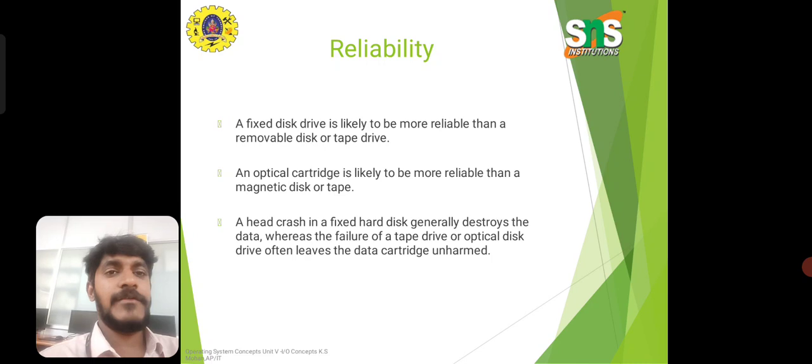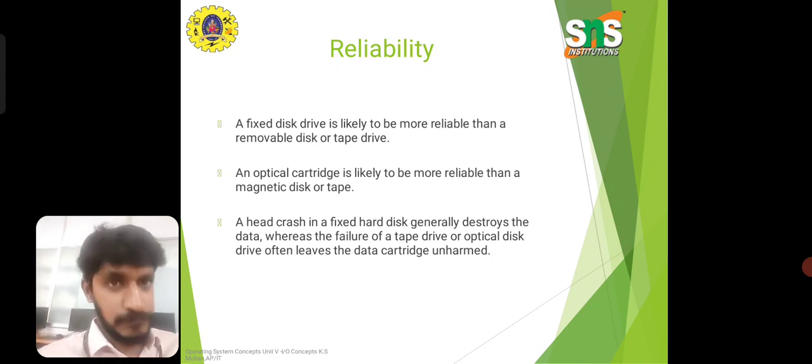Now reliability. A fixed disk drive is likely to be more reliable than a removable disk or a tape drive. An optical cartridge is likely to be more reliable than a magnetic disk or tape. A head crash in a fixed hard disk generally destroys the data, whereas the failure of a tape drive or optical disk drive often leaves the data cartridge unharmed.